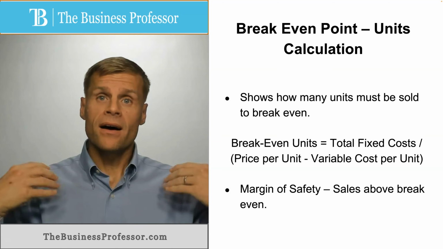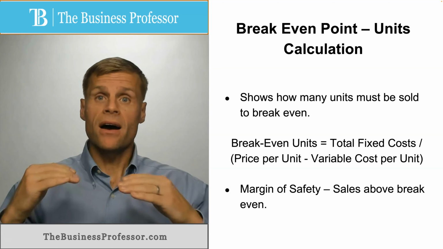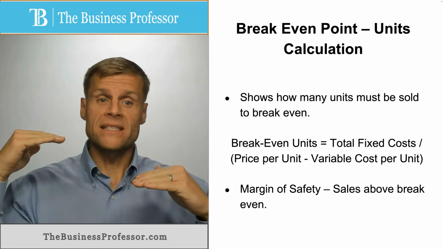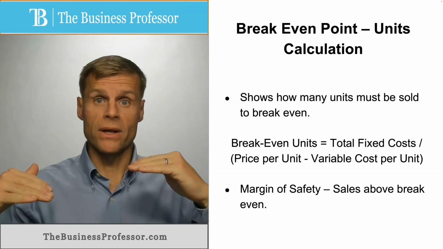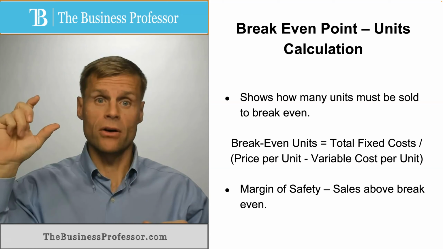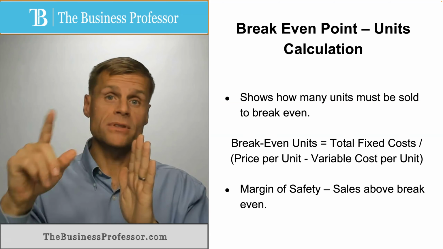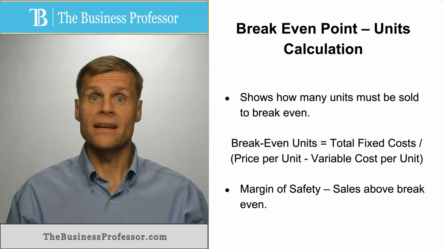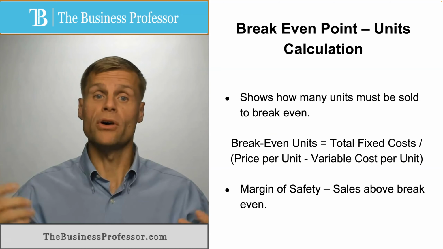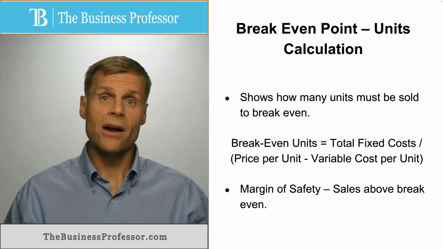Now, a related term is the margin of safety, and that is basically the number of sales you have above your break-even point. Okay, so you could have a unit number there for margin of safety, or you could have the unit number times the contribution margin again, and it would then give you profits above your break-even point. So that's the break-even point, how you calculate it.